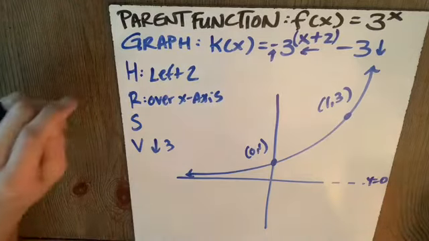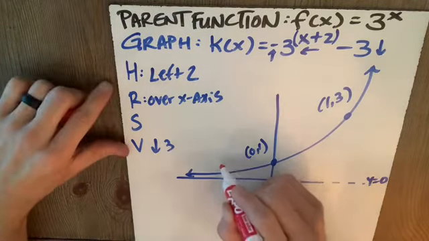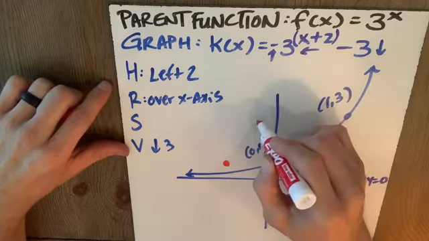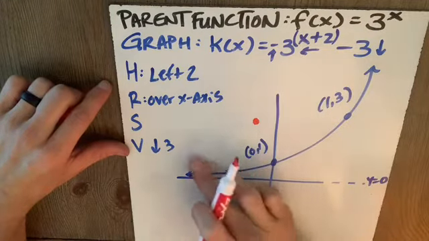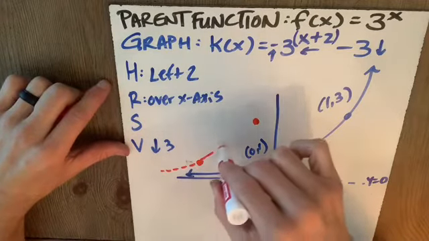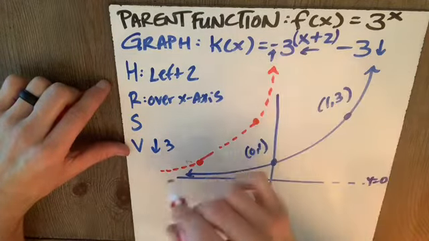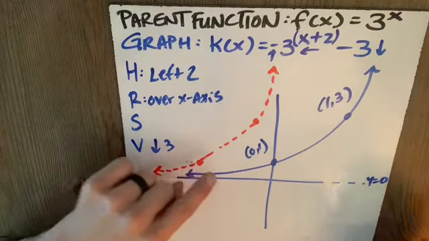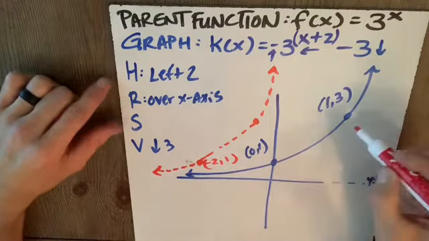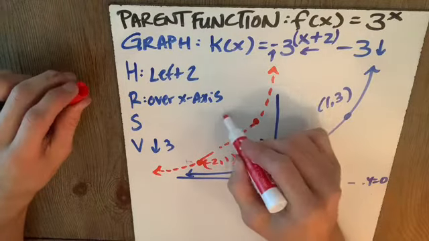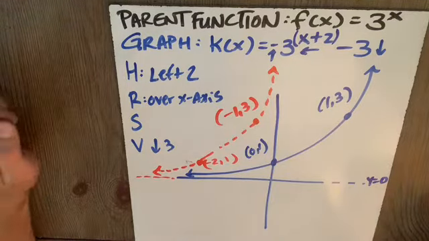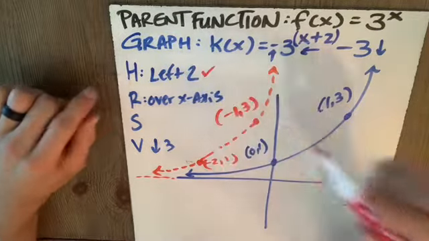First, I'm going to go to the left 2. So 0, 1 goes to here, and 1, 3 goes to here. Let's move this one out a little bit more. So now I've got this graph here. If I move this to the left 2, I'm at negative 2, 1 here, and if I move this to the left 2, I'm at negative 1, 3. So my asymptote stays the same at y equals 0. So I've gone to the left 2.